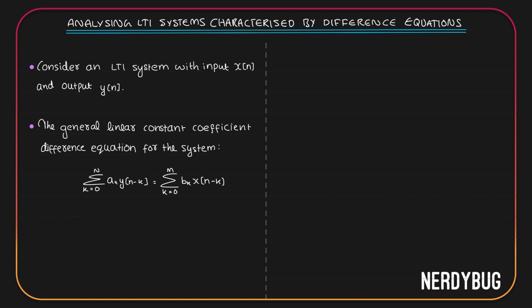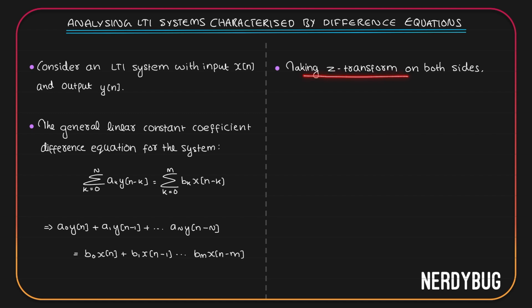Let us expand both sides of the equation. Then we get for k equal to 0, a0 y of n plus for k equal to 1, a1 y of n minus 1. K takes values up to n, so there will be n terms. The nth term will be an y of n minus n. This will be equal to, when you give k equal to 0, we get b0 x of n plus b1 x of n minus 1. K can take values up to m, so there will be m terms. The mth term will be bm x of n minus m.